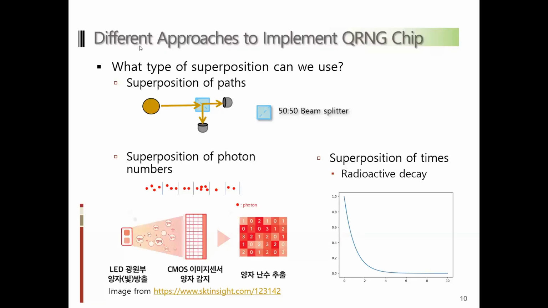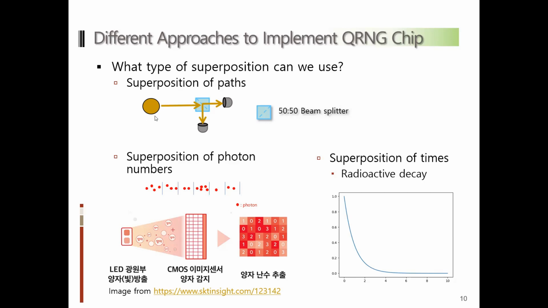Then how can we implement such a QRNG chip? One of the reasons I'm explaining how it can be implemented physically is that there are two Korean companies manufacturing this kind of chip, and each of the companies uses a different type of case. But before we discuss how this works, let me get back to this kind of situation.